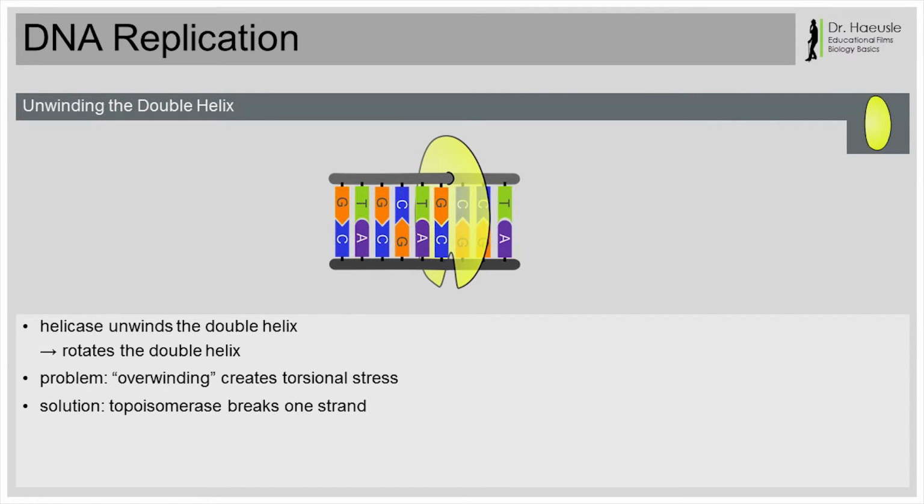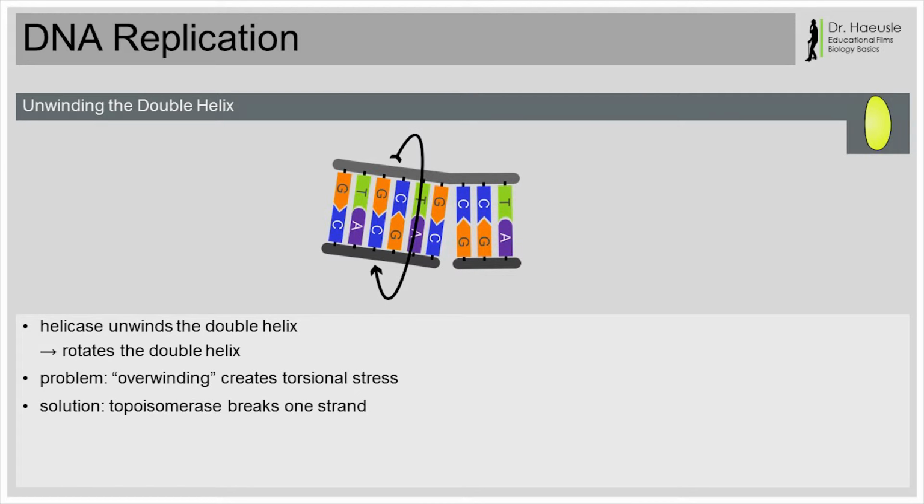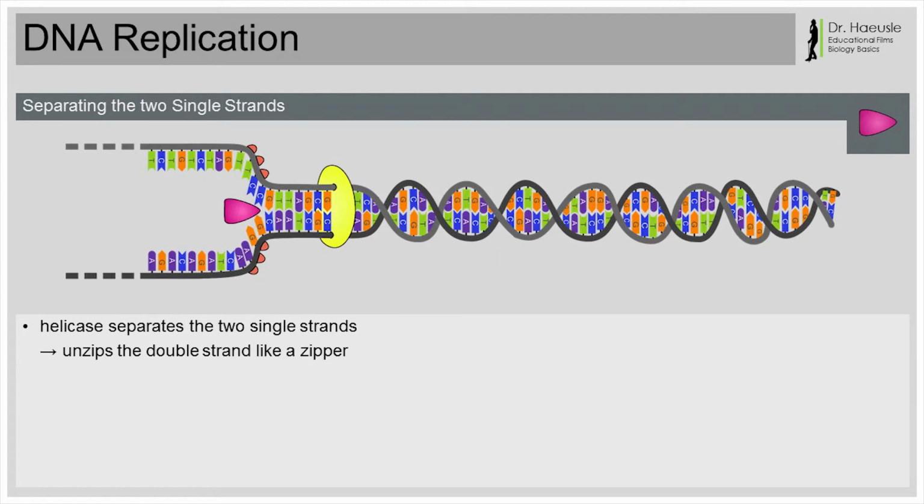The sketch shows this. One strand of the double strand stays intact. Here the top one. The other strand is broken. Now it is possible to rotate one part of the double strand, while the other part stays still. The problem of overwinding is solved. And what happens next?